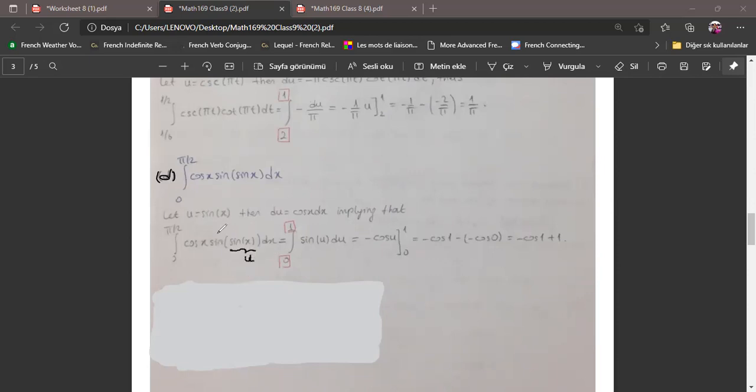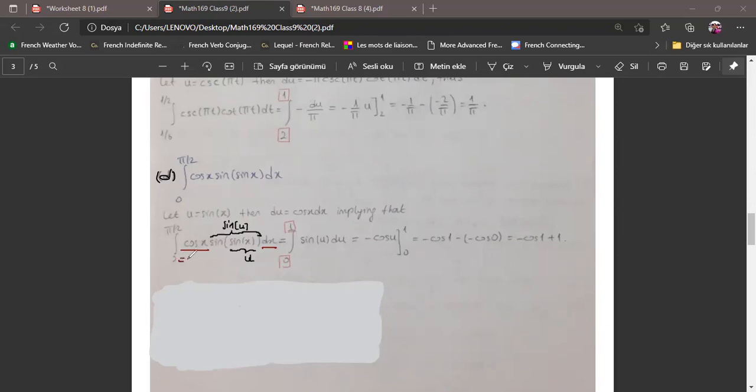So what do we have there? This is then sin u. And you see cos x dx is equal to du. So we have sin u times du there, okay?